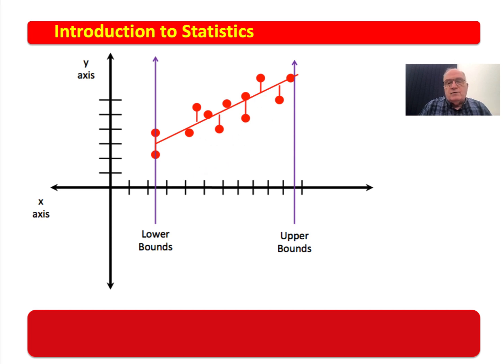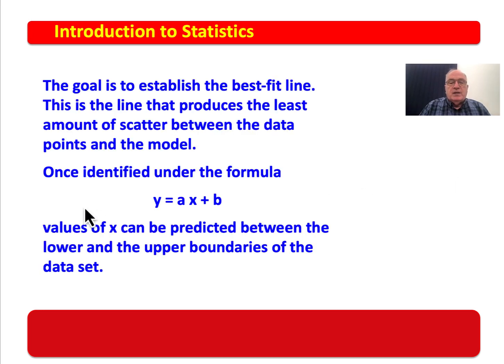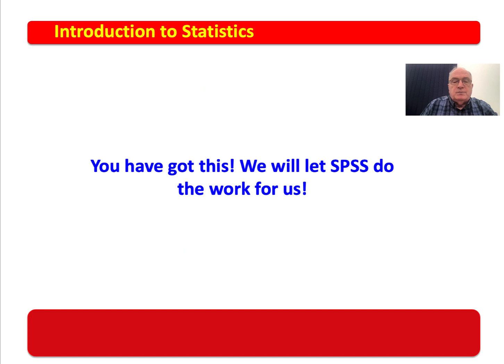And when we find the formula of the line of best fit, then we can put an x value in, and we can predict its corresponding y value. We can predict the y value using that equation. Once identified under the formula y equals ax plus b, values can be predicted between the lower and upper bounds of the data set. We put in an x value and it produces a y under the formula ax plus b.